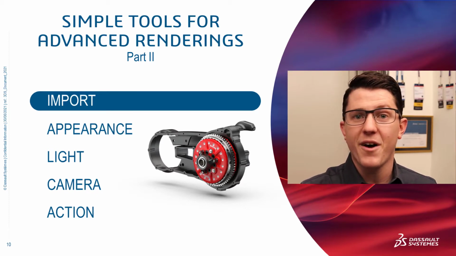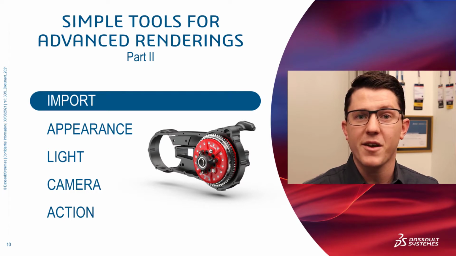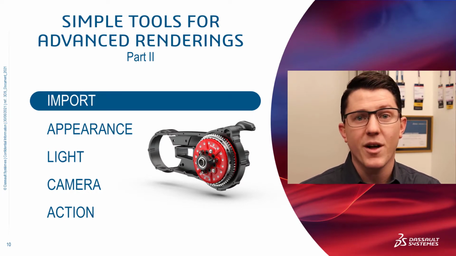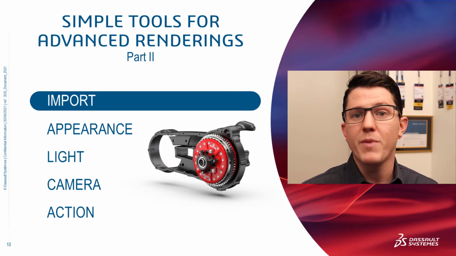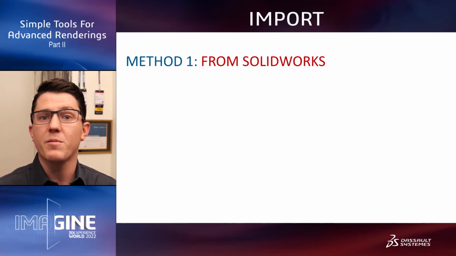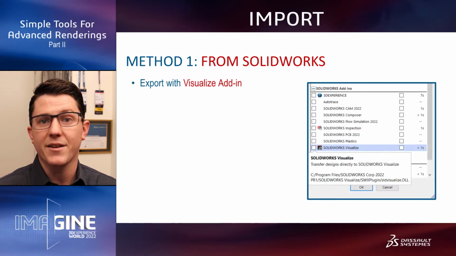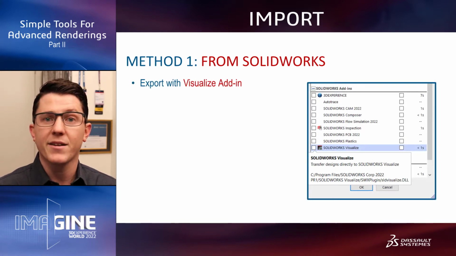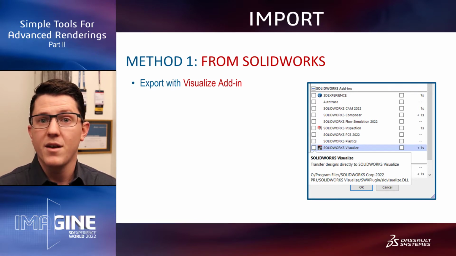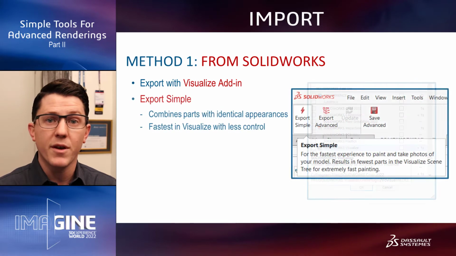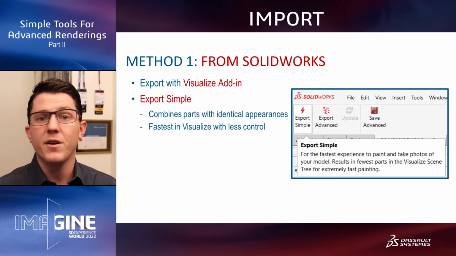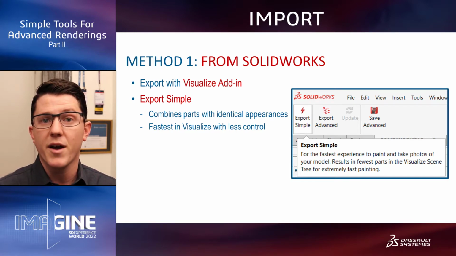We need to get the 3D file from wherever it is. In this case, we're talking about SOLIDWORKS, and we need to get it into Visualize to begin our rendering. So there are 2 methods that we'll cover. The first one is going to be exporting directly from SOLIDWORKS to a Visualize format. Now, we achieve that by using the Visualize add-in directly in SOLIDWORKS, and that add-in gives us a tab on the command manager where we can export in one of 2 methods. Those methods include Export Simple and Export Advanced. Export Simple simplifies the model when it gets over to Visualize for a faster experience of applying materials.